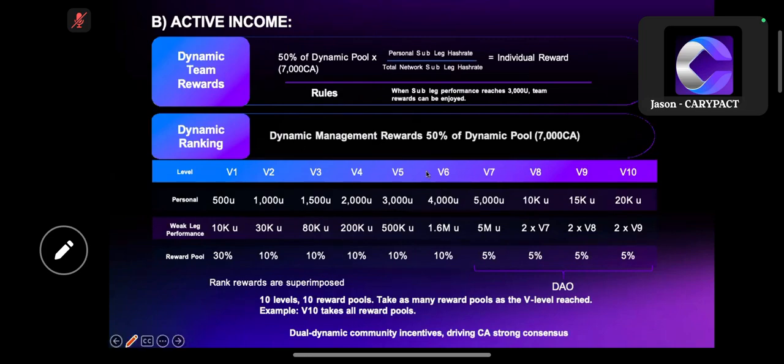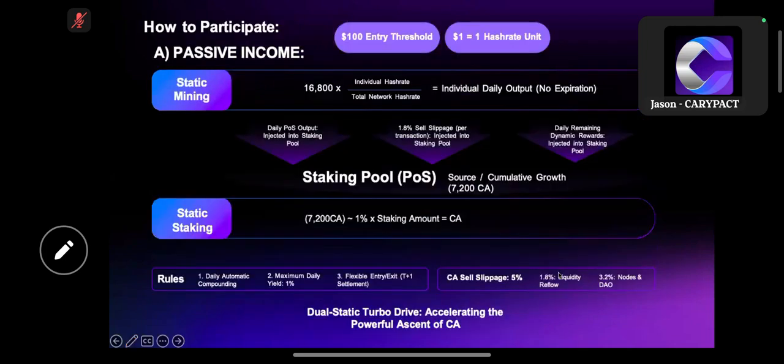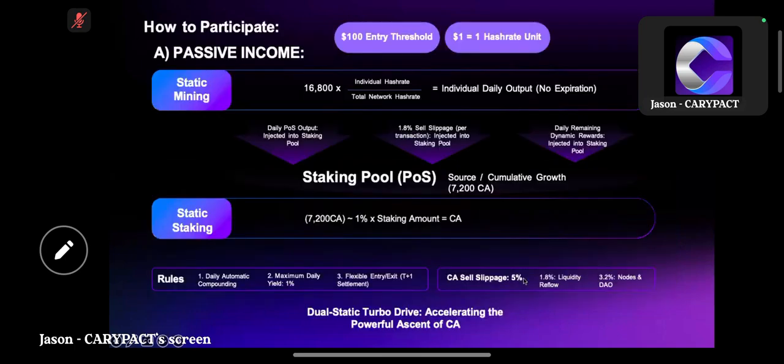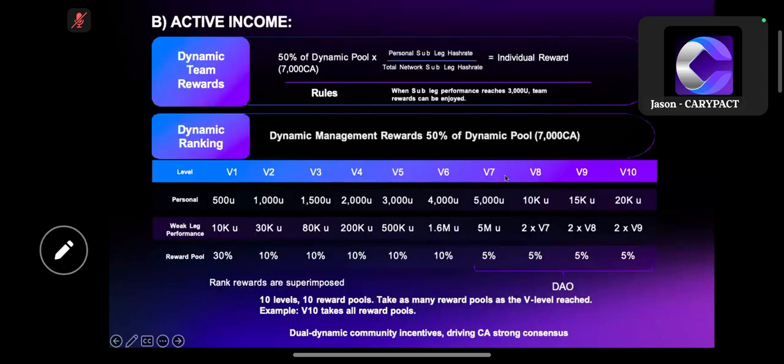So can you imagine, once you go to V6 ranking, you will still be earning from V1, V2, V3, V4 up to V6. Now once you go to V7 ranking, you will be getting another additional income that we call the Tau community. Remember the 1,200 from the tokenomics which I shared earlier, the 3%, 1,200. This 1,200 token will be shared among all those people who qualified from V7 up to V10.